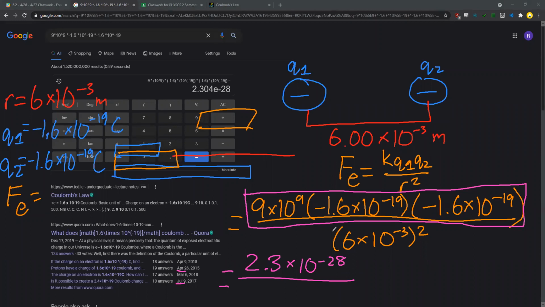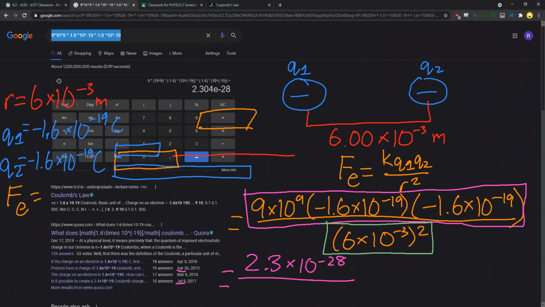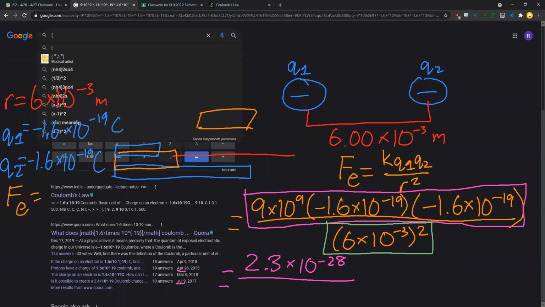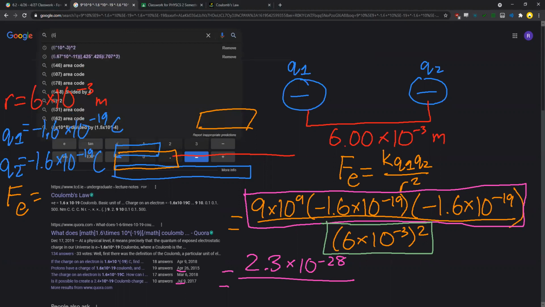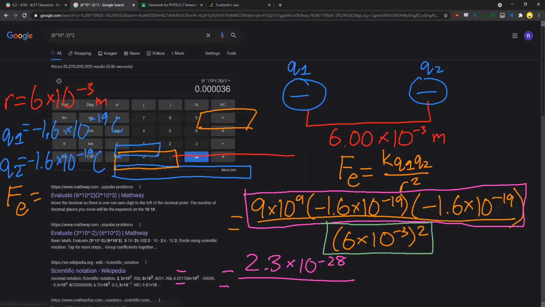Now we're going to do the bottom. We're going to square that bottom number. Something really important: you should put it in parentheses. 6 times 10 to the negative 3, close the parentheses, squared. And what you get is 0.0000036.